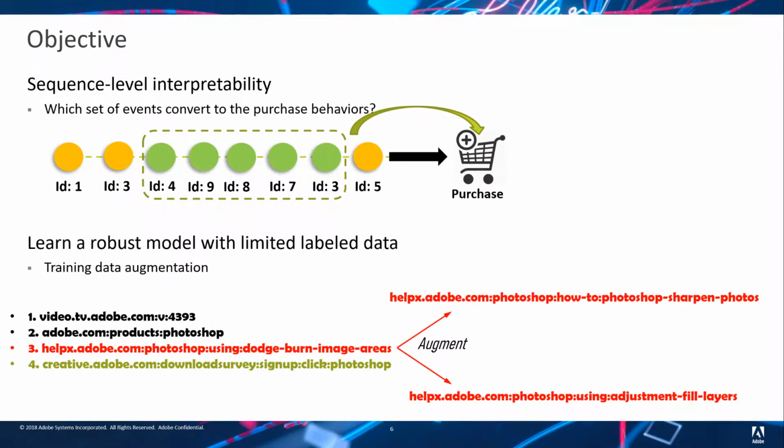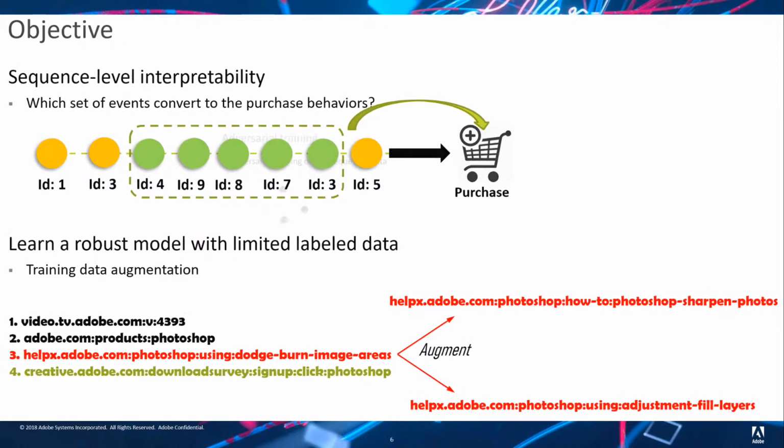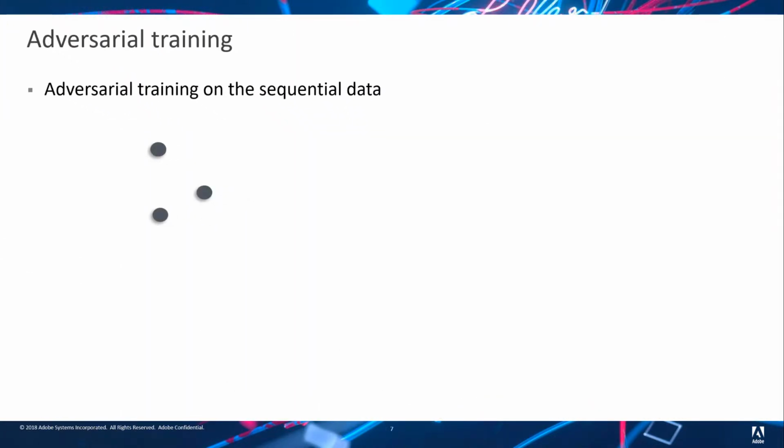And one major challenge here is usually we have very few amount of labeled data, and that's why we want to augment training data. One possible way is to make the training data more diversified by replacing some browsed web pages by some other similar web pages. And one common way to do this is through adversarial training. So this basically means given a set of data points, we can apply some perturbations, and then using these perturbed data points, we can learn a very smooth classification boundary.